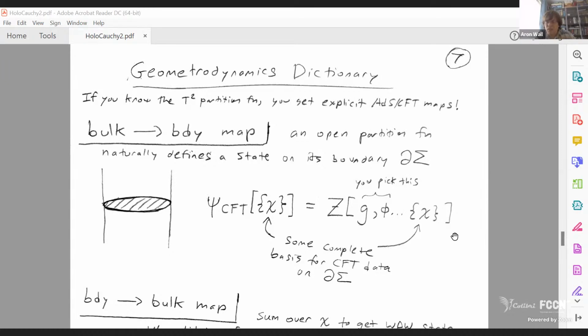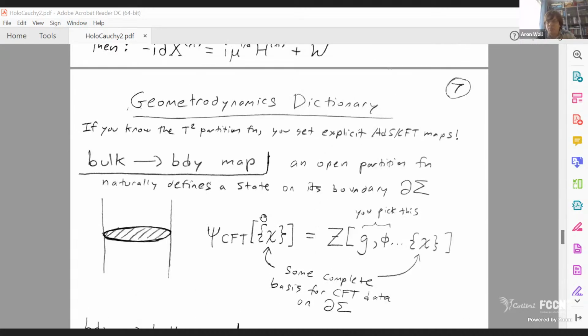Now what I can do is I can define a map for the bulk to the boundary this way by saying I'll pick whatever initial configuration space data I like in the interior of this Cauchy slice. Now my partition function is functionally depending still on this boundary condition, and that's the same as a CFT wave function in whatever basis I've picked. So for example, if chi were an energy eigenbasis, then this would give you the CFT wave function in the energy basis. But it could be anything you like.